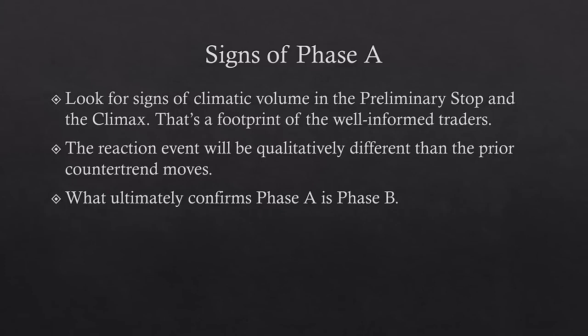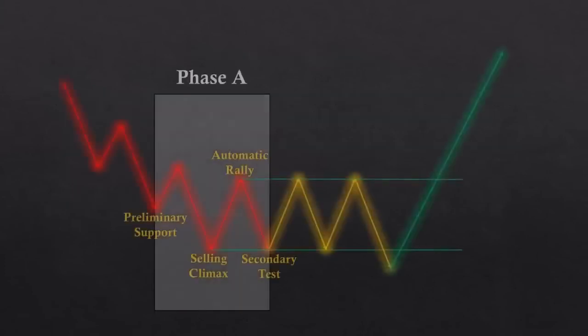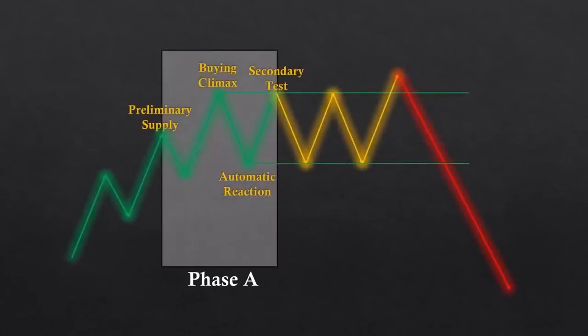Just for the sake of illustration, phase A in an accumulation process looks like this: a preliminary support, followed by the selling climax, then an automatic rally, and finally a secondary test. In a distribution process, phase A starts with the preliminary supply, followed by the buying climax, then an automatic reaction, and finally a secondary test.